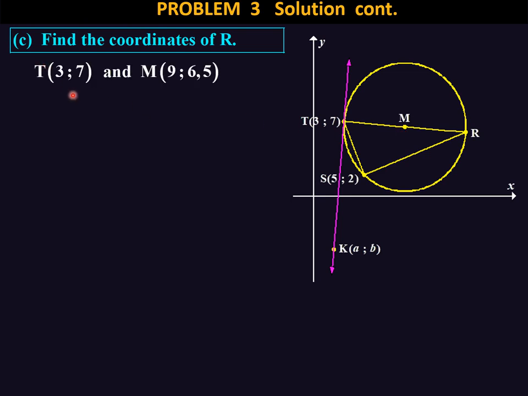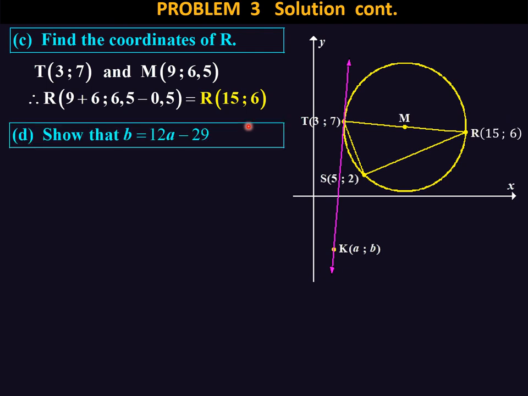So for TR, I've got point T. Point M we calculated earlier is 9 and 6,5 from the given equation. So R there will be, from 3 to 9, I added 6, so I just add another 6 to the 9. 9 plus 6 is 15. From 7 to that, I subtracted 0,5. So 6,5 subtract 0,5 gives me 6. So the coordinates of R here is 15 and 6.